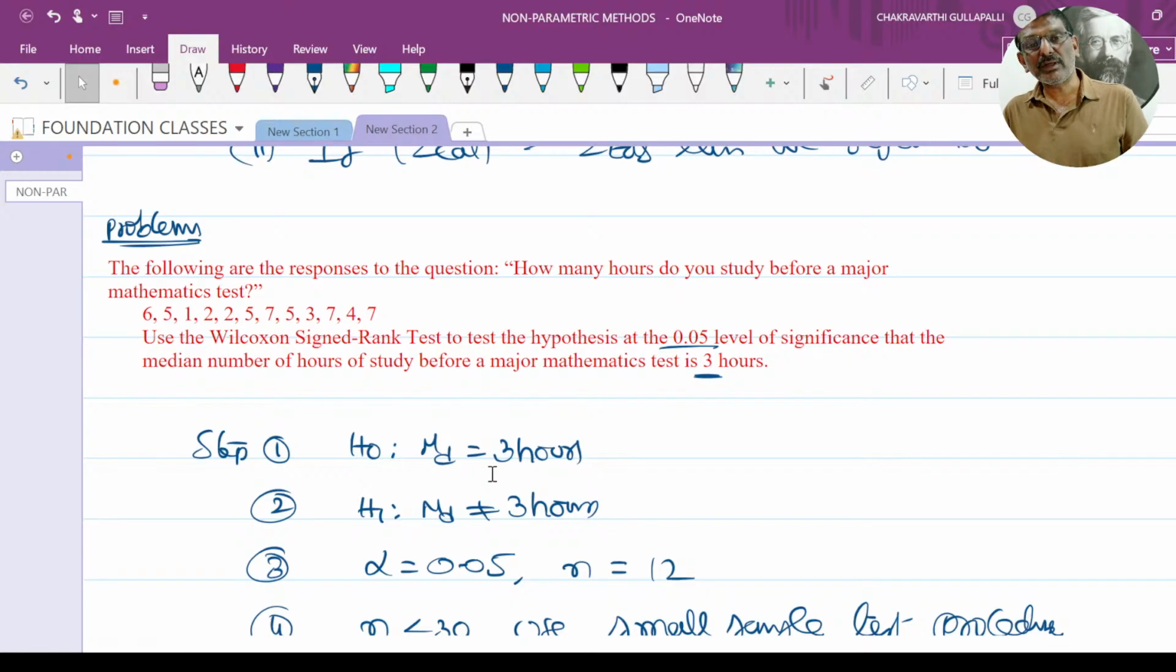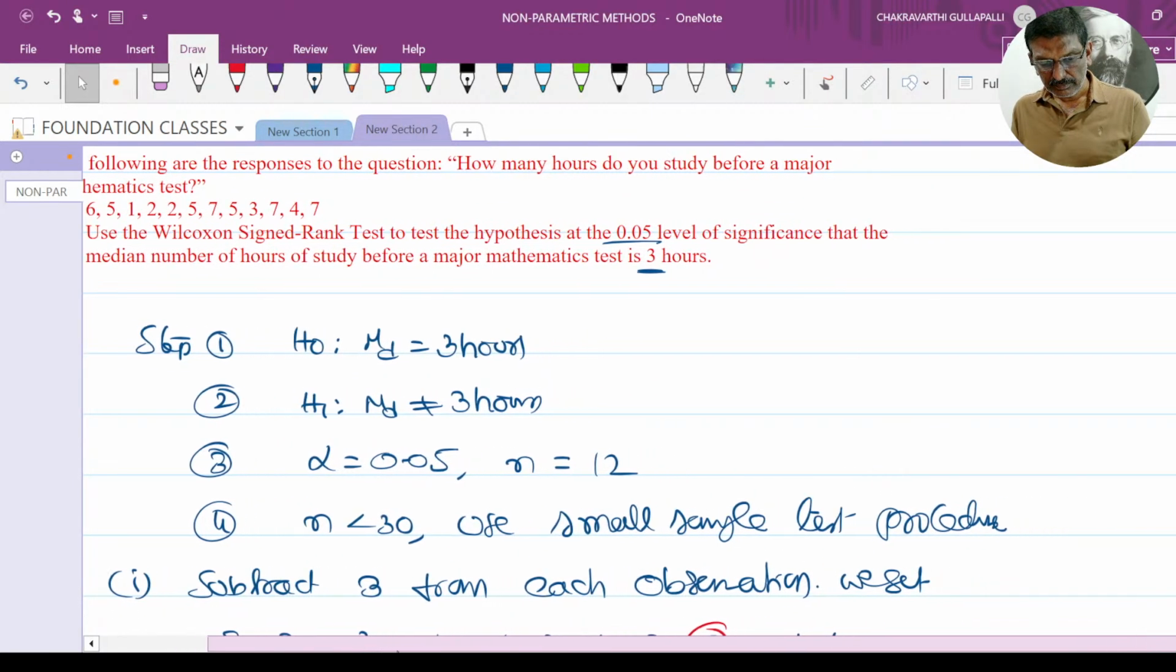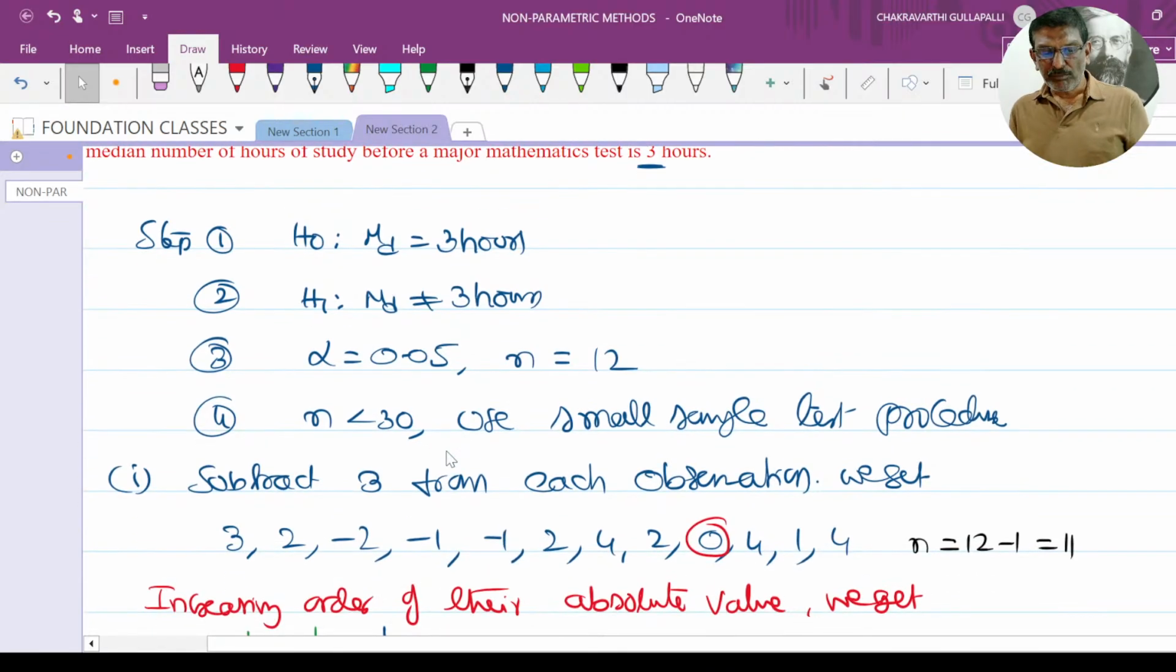Based on this sample, which is collected from the students, is it correct or not here? Based on this number, you have to check this statement at 5% LOS. Now here is step number 1. Step number 1: H0, MD is equal to median.